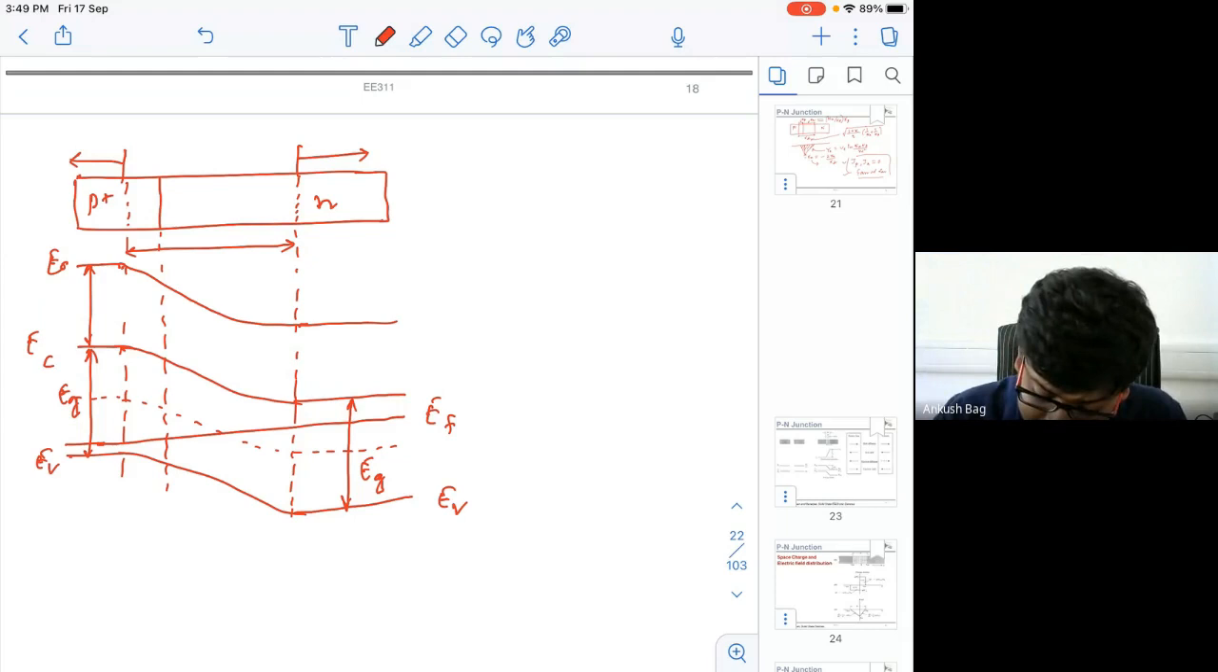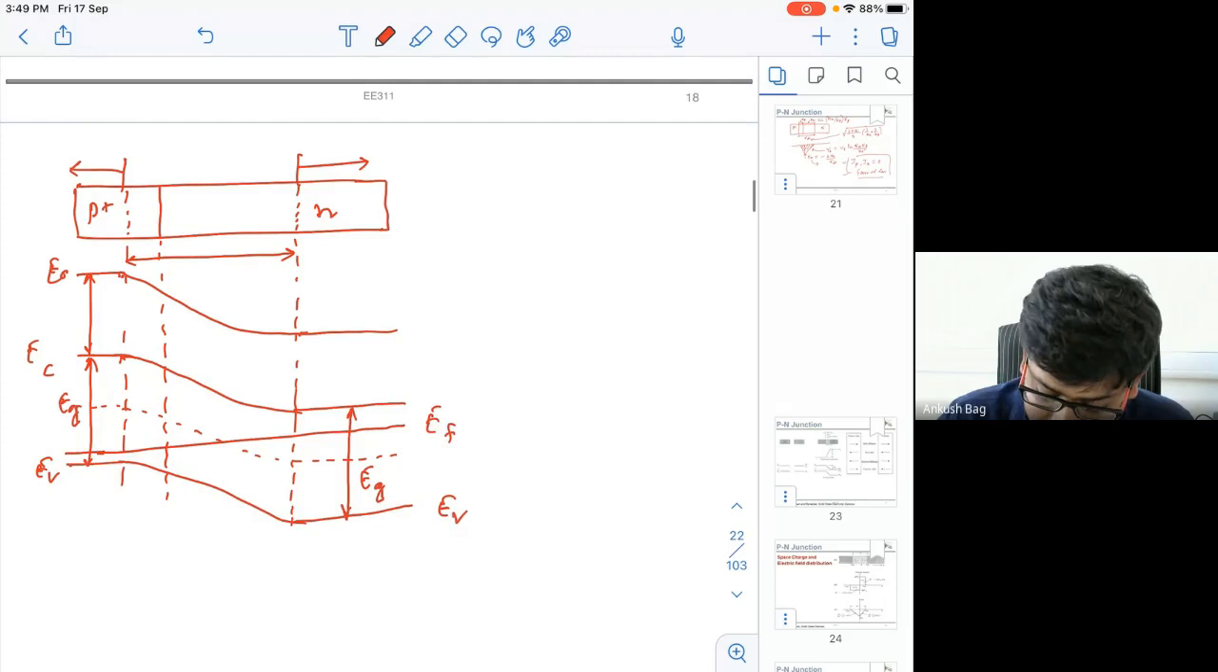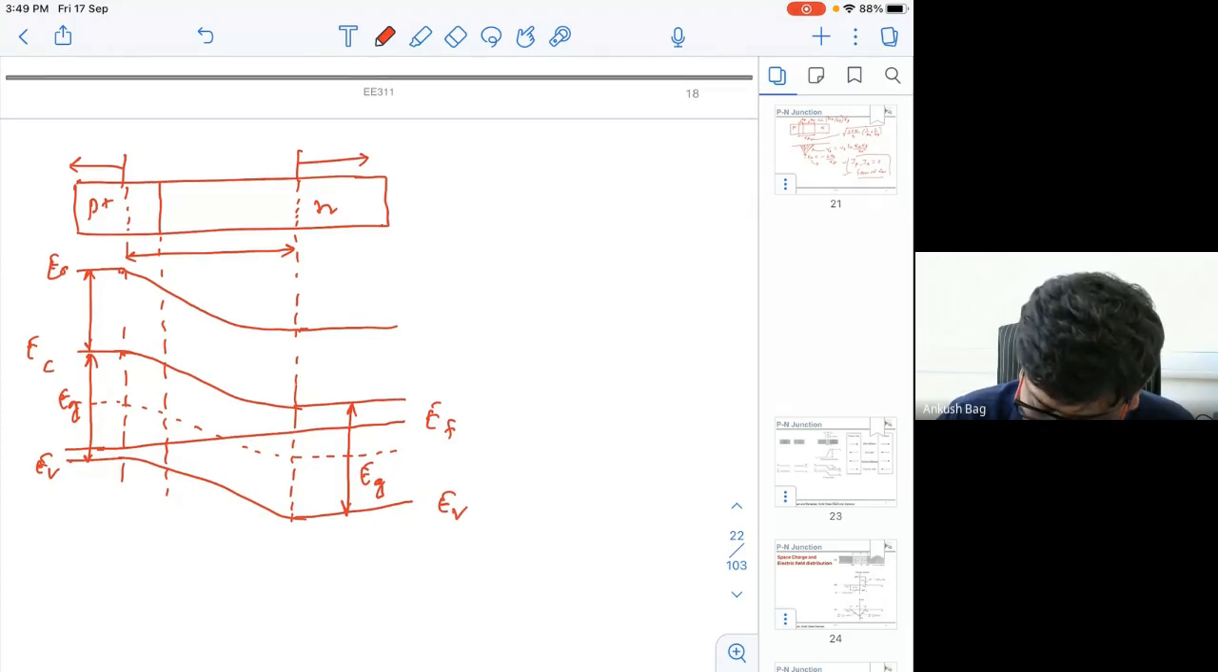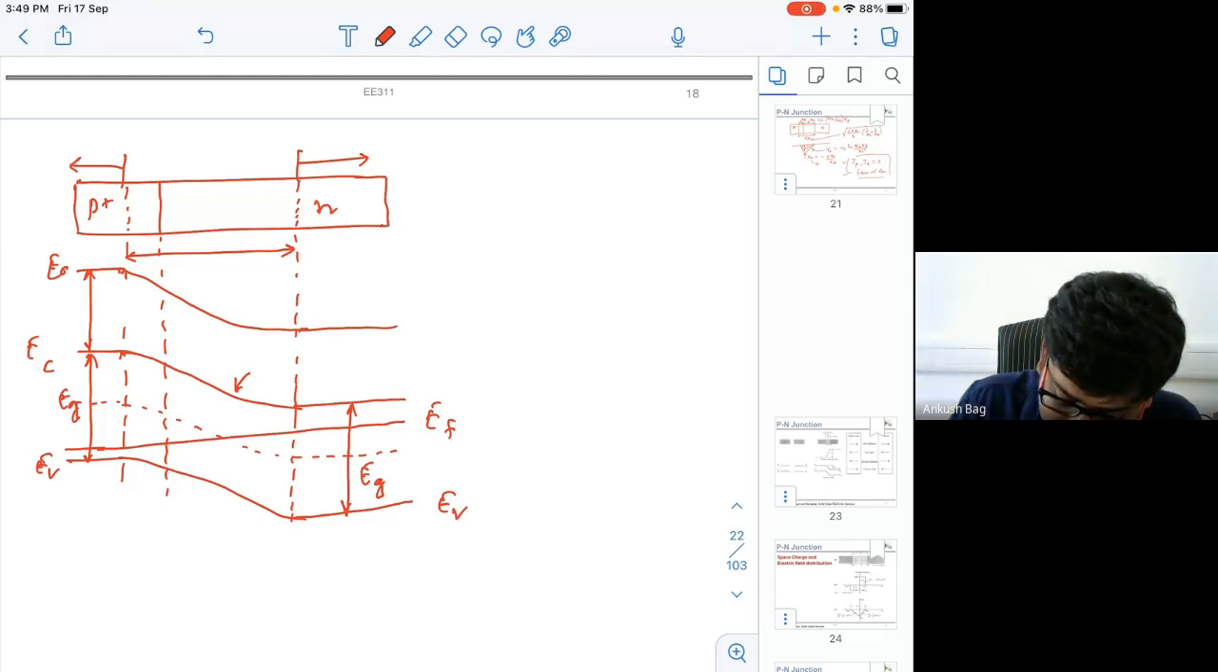Sometimes there is some confusion. So what will be the behavior or the slope of this conduction band or the valence band within this depletion region? Can you guess? I think you have drawn this many times. What will be the shape of the conduction band, the valence band, and the vacuum level within this depletion region? Is it a straight line, a parabolic variation, or something else?